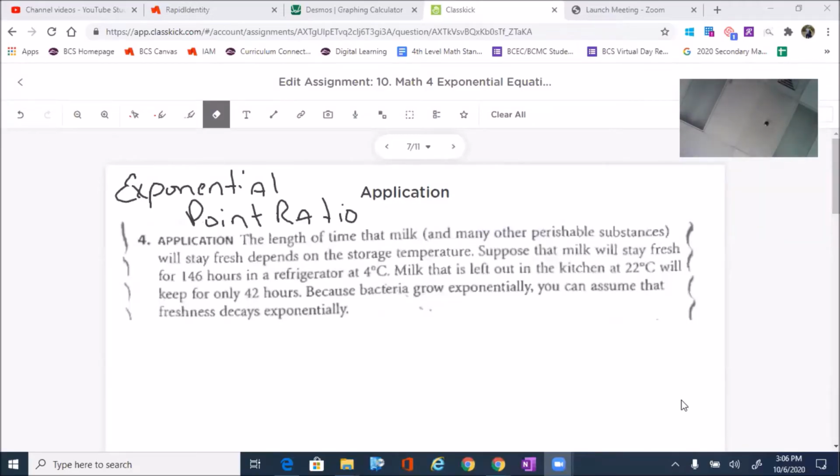All right, guys, we're going to be looking at exponential point ratio form, or finding the ratio if there's gaps in data and building an exponential equation. So let's start with some application now.